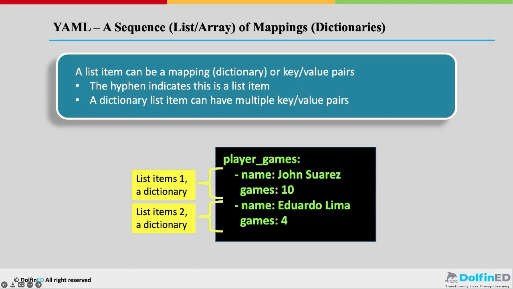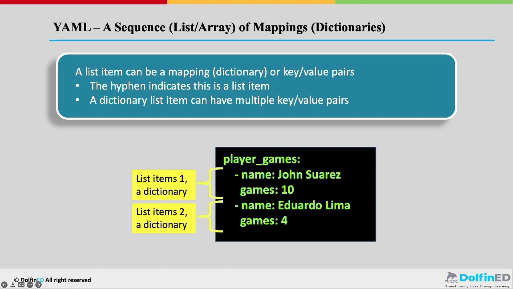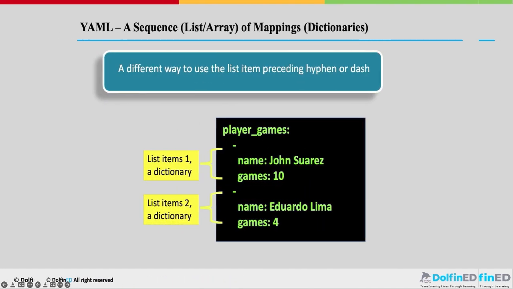Now I have another dictionary for the other player, and this is Eduardo Lima that played only 4 games, and also it is defined as a list item. Okay, so I have these 2 dictionaries inside a list, and each of them is representing a list item. I can have more key value pairs under each one of them. So for example, date of birth, the club he used to play for, as long as I don't have a hyphen to the left, that means it is still a key value pair that belongs to the same dictionary, which starts with this first key value pair. Okay, so that is one.